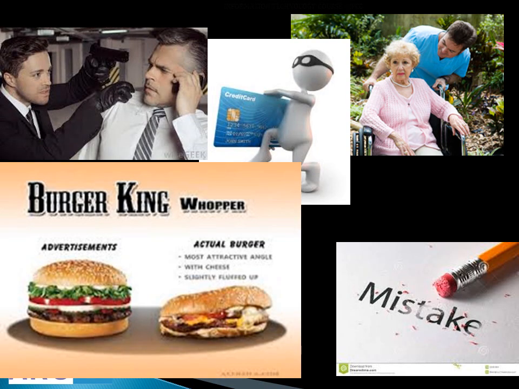So these are all the things. One is coercion. Another thing is fraud. Maybe undue influence. There's a mistake. And you see the Burger King Whopper in the advertisement, it looks very good. But when you go and get it, it looks very shabby, right? Soggy. So this is basically a misrepresentation.